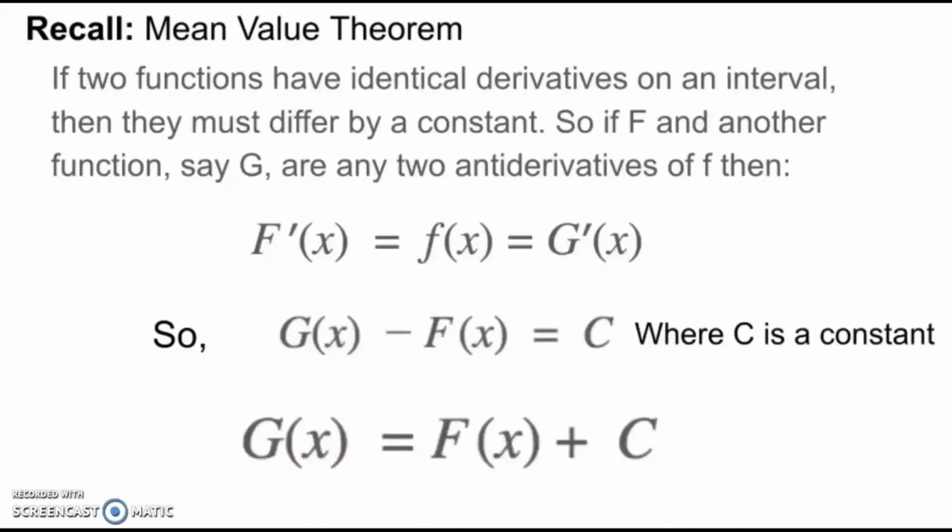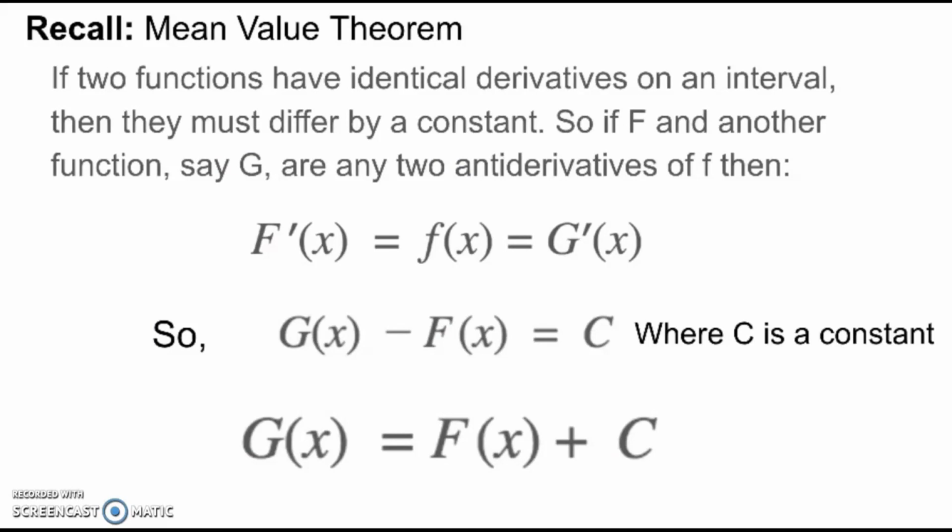So moving on, we need to recall something, the mean value theorem from 4.2. It states that if two functions have identical derivatives on an interval, then they must differ by a constant. So with capital F and another function, say g, are any two antiderivatives of f, then the following apply. F prime of x equals f of x, which also equals g prime of x.